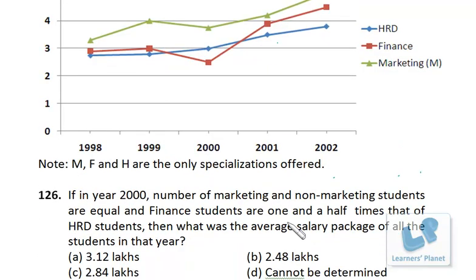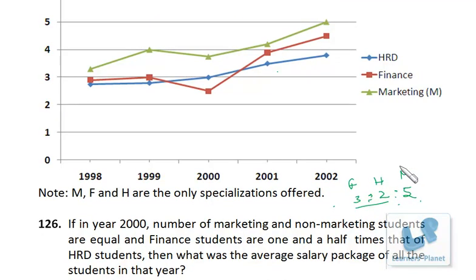Okay, so finance and HRD. Finance students are 1.5 times that of HRD, so the ratio between finance and HRD is 3:2. Now that's non-marketing, finance plus HRD. So marketing and non-marketing are equal. So if this is 3 plus 2, 5, then it must be 5. So the ratio between finance, HRD and marketing is 3:2:5 for the year 2000. Right? Now we have to calculate the average salary package of all the students in that year.